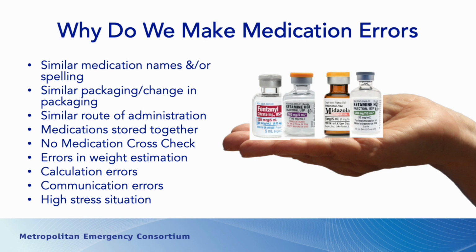Another thing that can happen is similar packaging. So here I've got pictures. The ketamine and the midazolam have similar colored caps. We have 2 bottles of ketamine that look fairly similar, different colored caps, but they look similar. One says 500 milligrams per 5 ml. That's more highly concentrated. The other says 500 milligrams per 10. Your eye may just catch the 500.